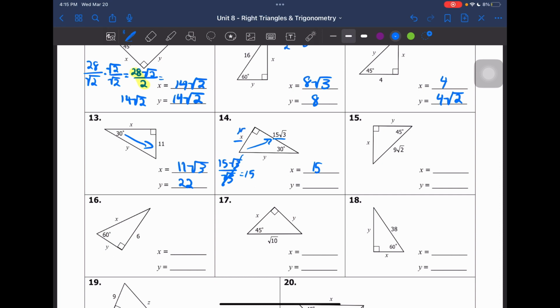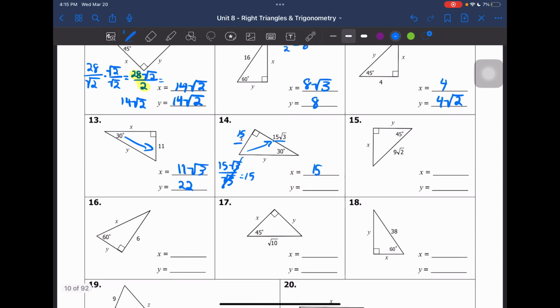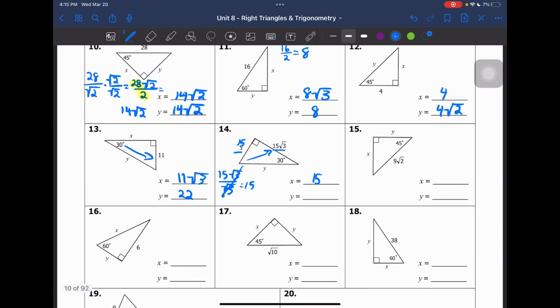And if this is 15, the hypotenuse is going to be whatever's double 15, because the pattern is 1, 2, root 3. So what's double of 15? That's 30.